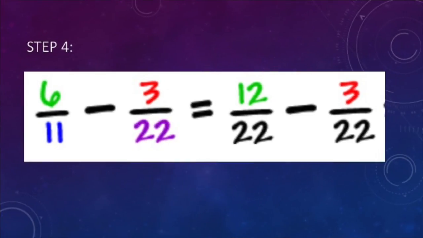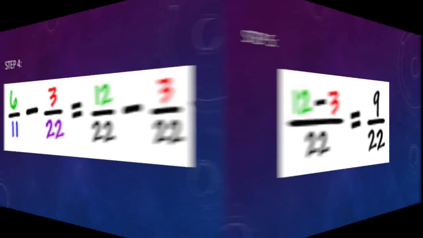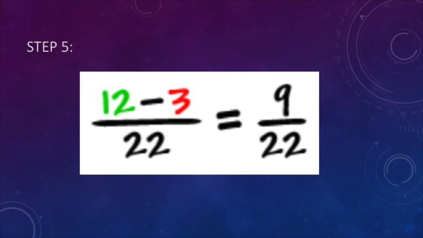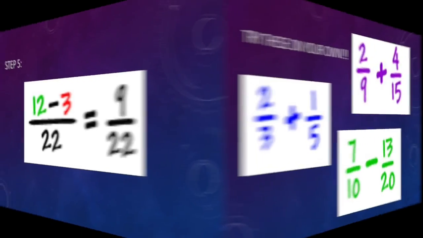The second number is 3 over 22. This number already has the least common denominator as its denominator, so you leave that number the same. Now we have 12 over 22 minus 3 over 22. Now the denominator stays the same, 22, and we subtract 12 minus 3. The correct answer is 9 over 22.